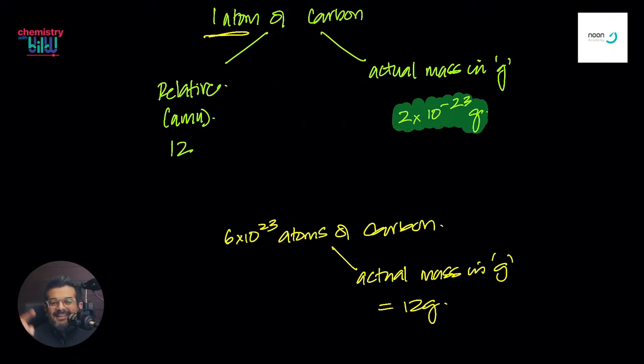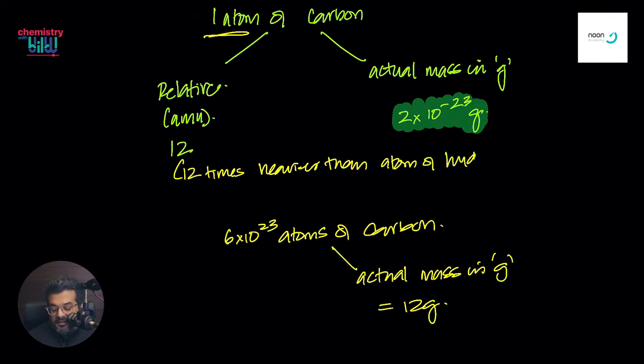One atom of hydrogen isn't 1 gram. One atom of hydrogen is 1 atomic mass unit. One atom of carbon is 12 atomic mass units, meaning one atom of carbon was 12 times heavier than what? You guys remember? Than an atom of hydrogen. Hence, its mass is 12. It's 12 times heavier than hydrogen. Remember, the initial scale was with hydrogen, not with anything else. That's the idea. The initial scale was with hydrogen. Yeah?